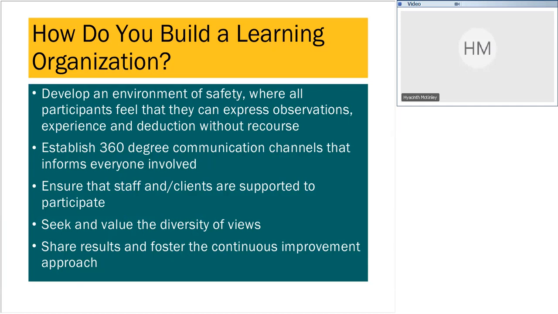One thing around creating a learning organization is that you try to make sure you're creating a safe environment where participants feel that what they express, the experience they come with, their deductive reasoning, is respected and safe. And you try to create an increased level of communication just naturally by bringing people all together, versus the way in which sometimes we channel communication down and up and across our organization.